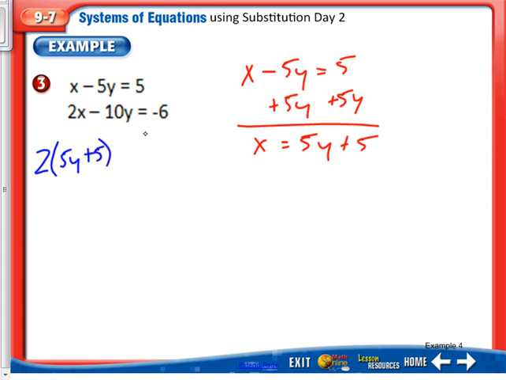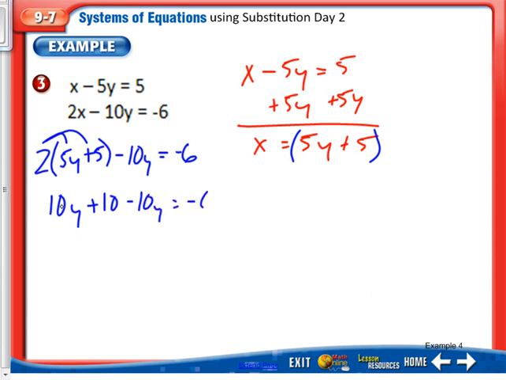Now, why did I do that again? Because x equals this. So if this is x, I'm going to put this expression right here in for x. Okay, minus 10y is equal to negative 6. All right, so now I only have one variable left, so that's great because now I can solve for one variable. All right, so distribute, so I get 10y plus 10 minus 10y equals negative 6.